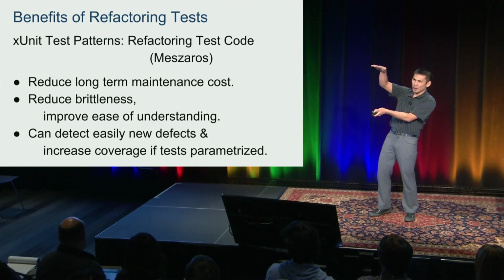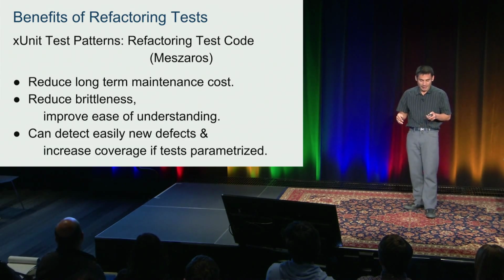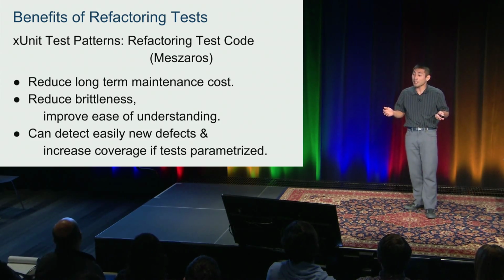And there's been work on refactoring tests. So there's this big 800-page book by Gerard Meszaros about refactoring tests. And if you do that, then you can reduce long-term maintenance costs. You can reduce brittleness and improve ease of understanding of tests. And if you parameterize your test, then it's easy to add on new tests just by changing the parameters, adding new parameters to it as well.